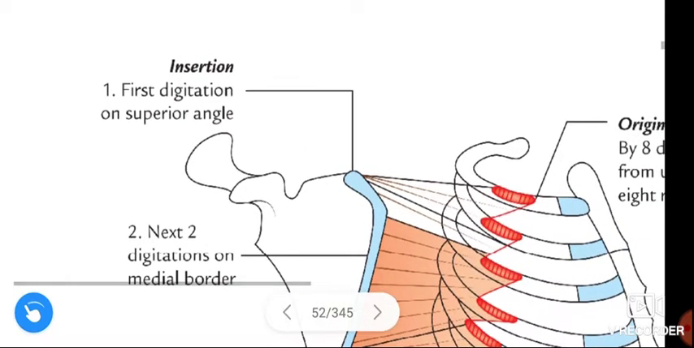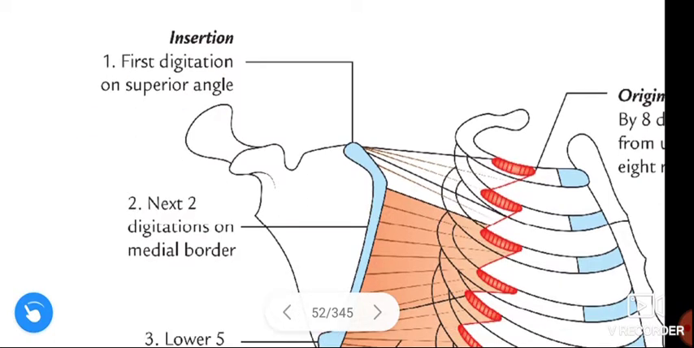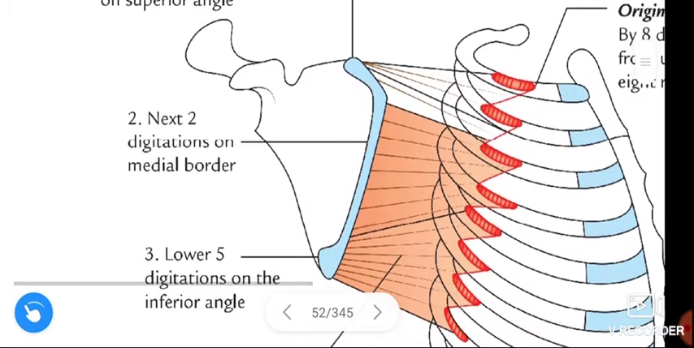See first, insertion of first digitation on the superior angle. This is the first digitation. First two digitations are inserted on the superior angle of the scapula. Next two digitations are inserted on the medial border of the scapula. See here, this is the medial border. Next two, this one and this one.